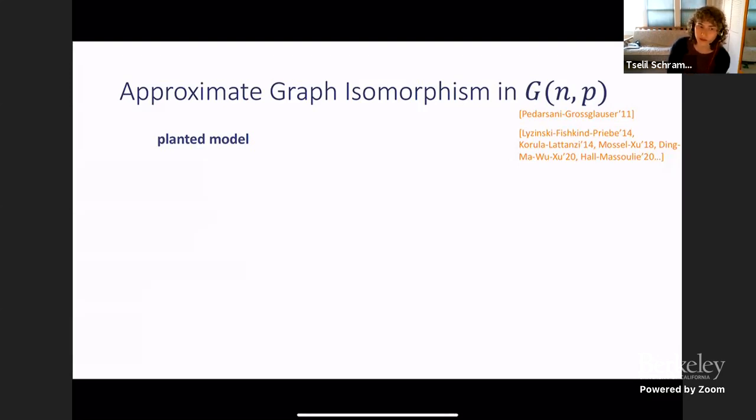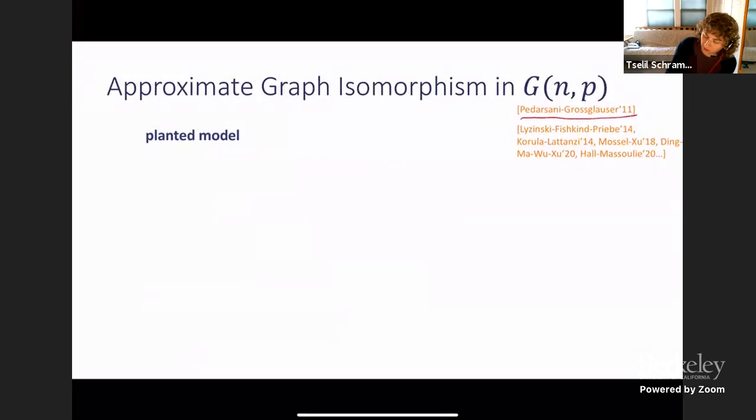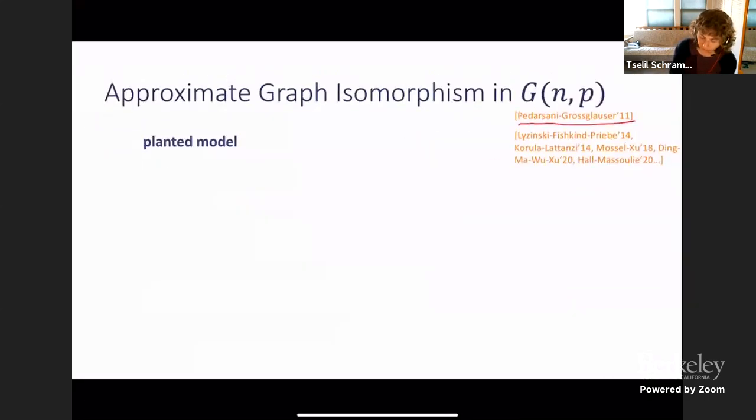We're going to study the approximate graph isomorphism problem in G(n,p). This problem was first suggested by Pedarsani and Grossglauser, but it's been studied in a number of follow-up works. Here I've only listed a couple of them, but just to say that this is a well accepted average case model for this problem. So okay, we'll consider the following planted model.